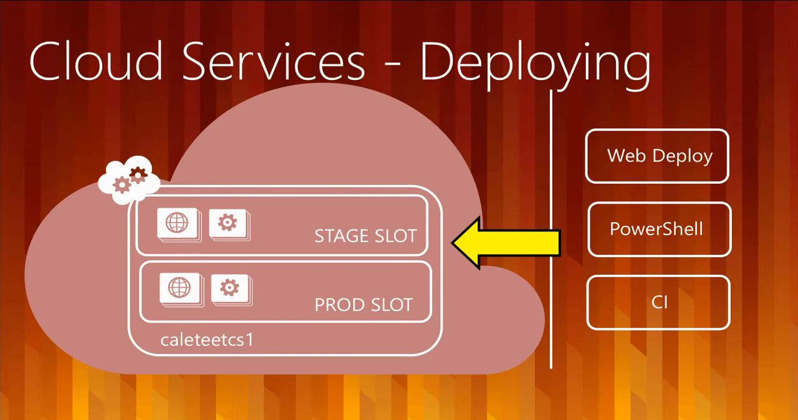So we can do what I mentioned with the websites, where we can do a swap between the 2, which is essentially telling the load balancer to point to a different instance of the application. That'll work. There's no problems with that. We can also do what's called a rolling update.